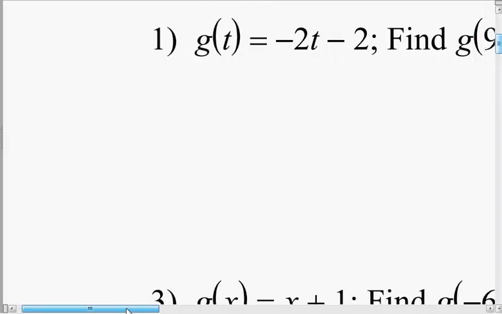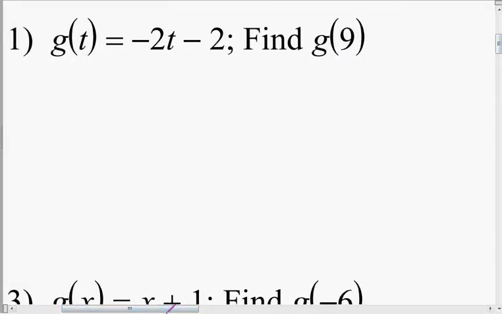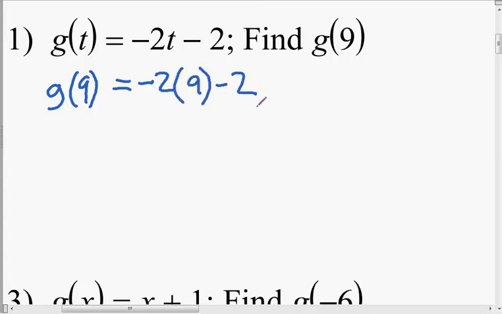Problem number 1 says g of t equals -2t minus 2. Find g of 9. So I start off with g of 9 equals -2 times 9 minus 2. Wherever I see t, I plug in 9 because I want g of 9. -2 times 9 is -18. -18 minus 2.